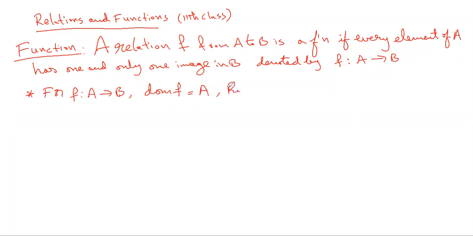Next, the range of f is denoted by f of A. This f of A notation is not given for relations. The range of R cannot be denoted by R of A or something if the first set is A. But in case of function, we can, because every element in the first set is contributing for the range. So you can take the range as the set of all images of the elements in the first set.